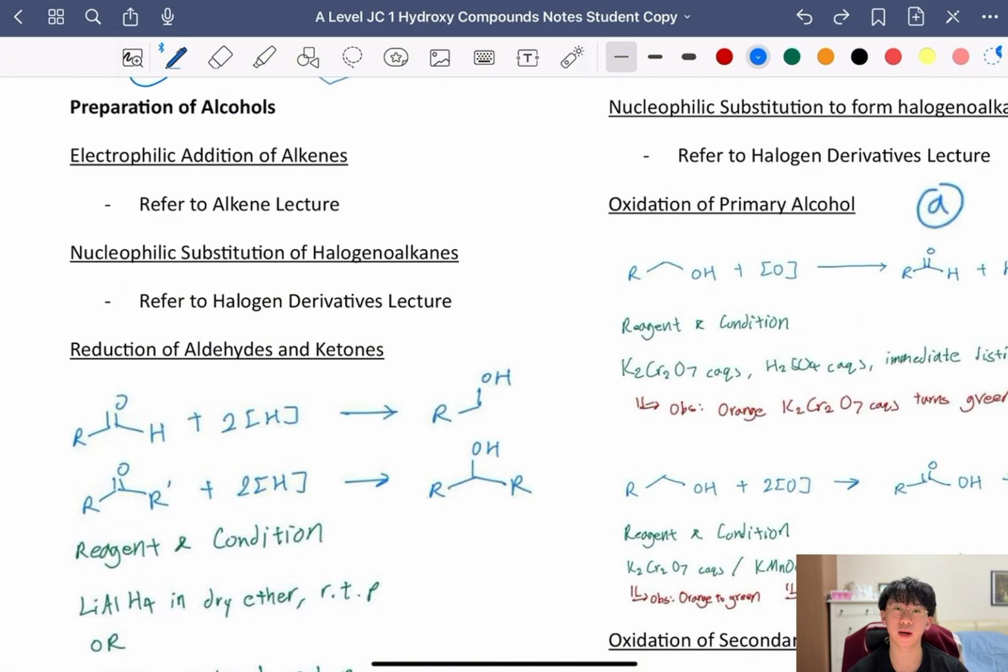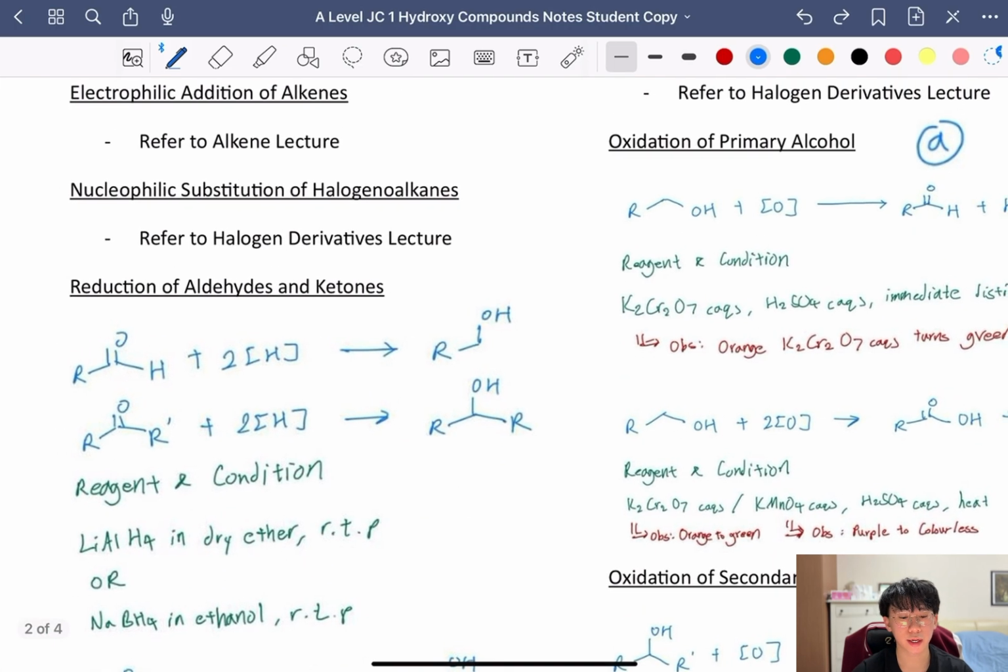We can do electrophilic addition of alkenes. For this, do refer to my alkenes lecture if you haven't already memorized the reagents and conditions involved, and the mechanism behind electrophilic addition. Next, we can do nucleophilic substitution of your halogenoalkanes.